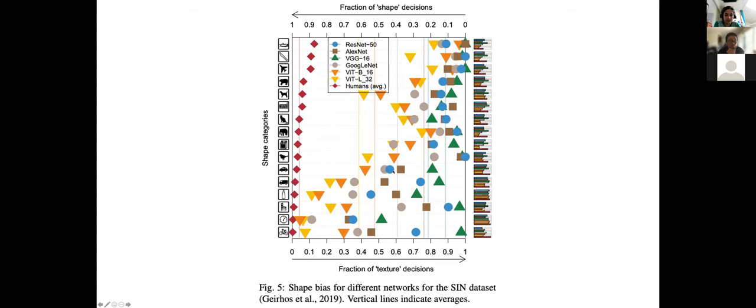So as you can see, the red diamond is the human. So human beings are really biased towards shapes. And as you can see, transformers are more biased towards shape compared to the CNNs. So I'm also interested in applying vision transformers to see how we can learn more about the shape-based visual representations from the whole slide images and see how those models generalize well or not.